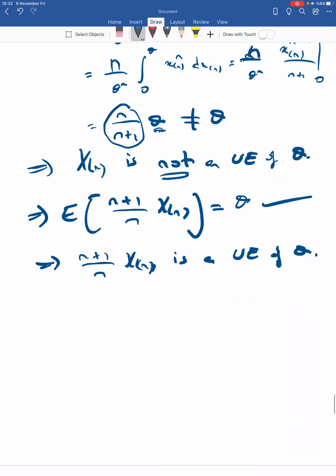Sometimes you cannot directly find an unbiased estimator, but here we have a constant only, so we can easily find an unbiased estimator of an unknown parameter using specific estimators. So it will be easy for us.